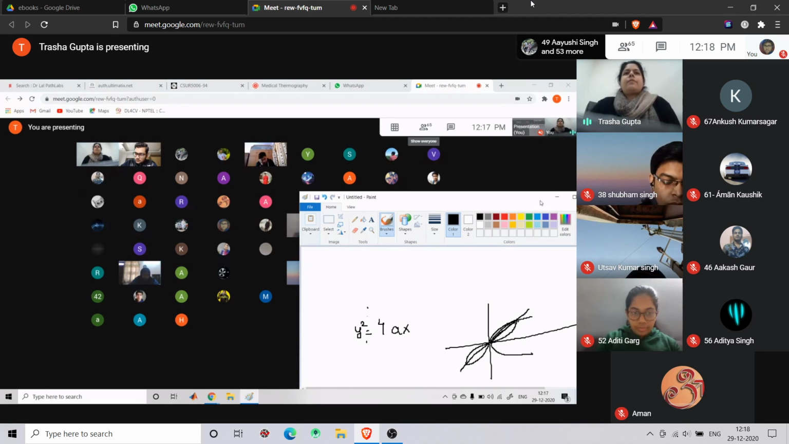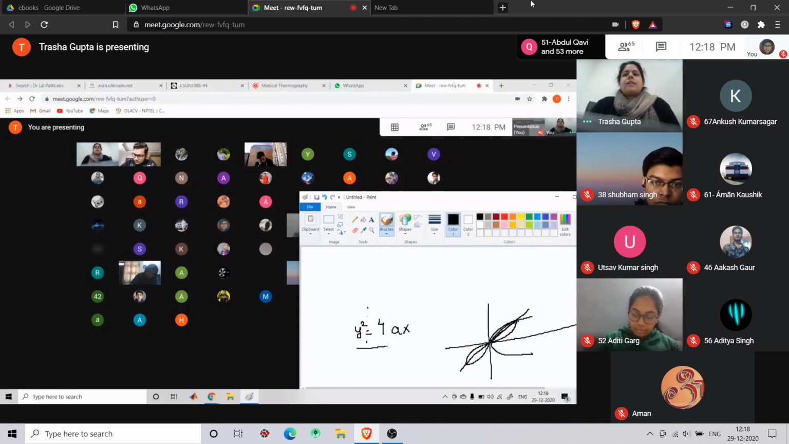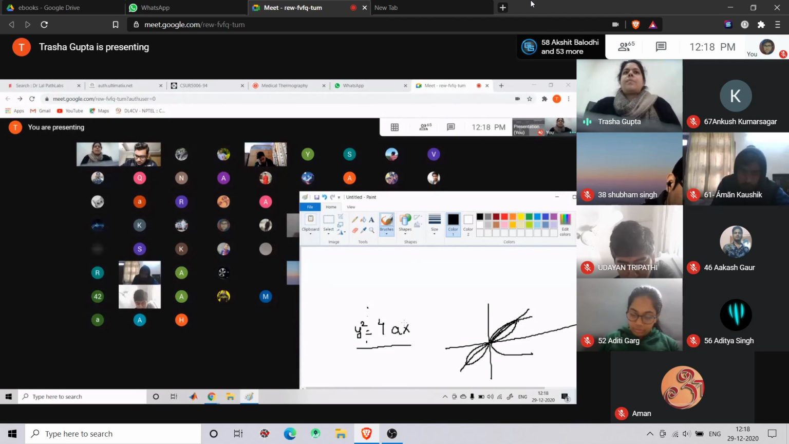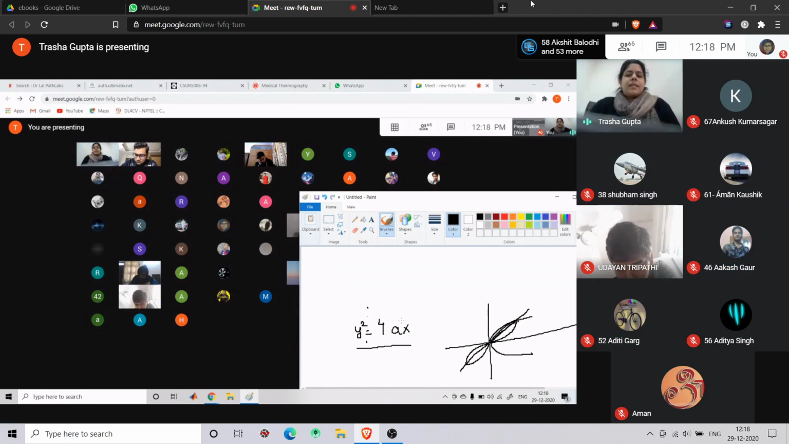So if the equation has even powers of y, then the curve is symmetric about x-axis. If the curve has even powers of x, then the curve is symmetric about y-axis. और ऐसा क्यों कह रहे हैं हम?